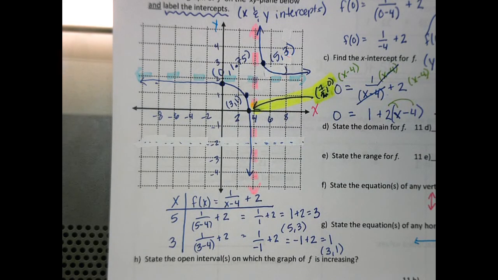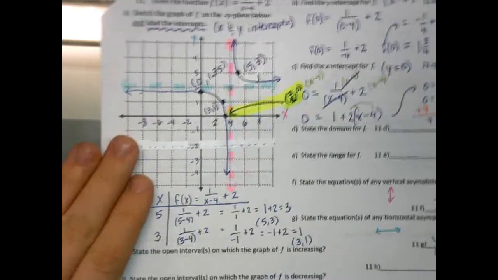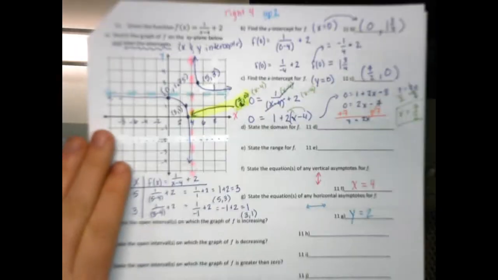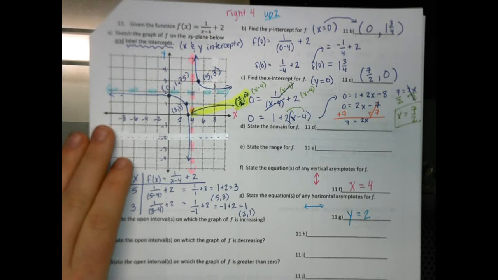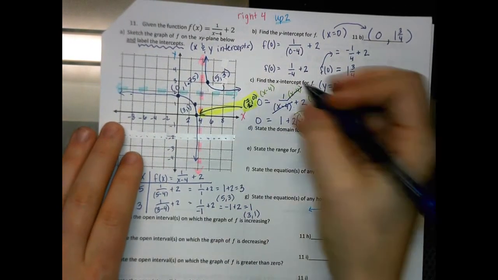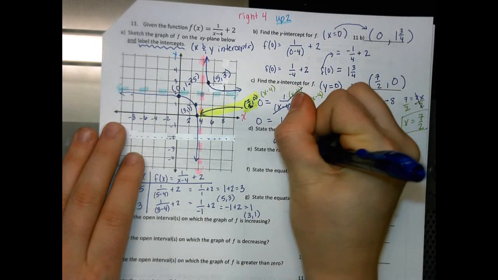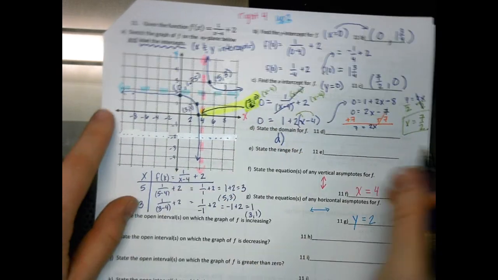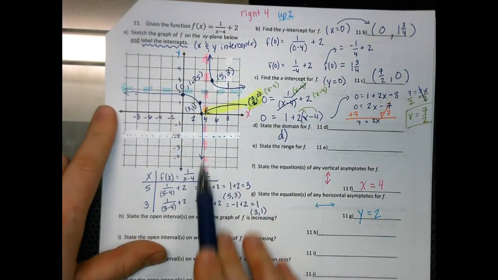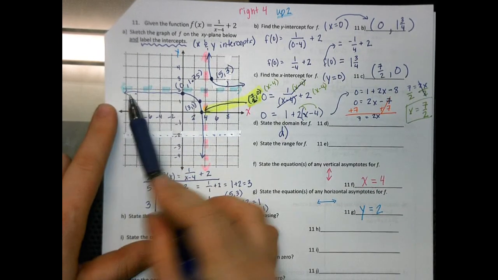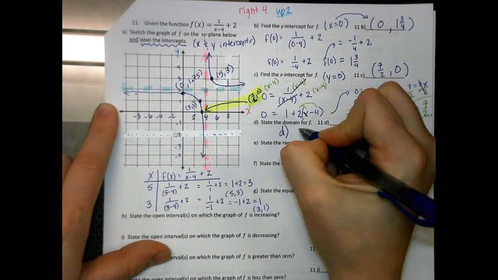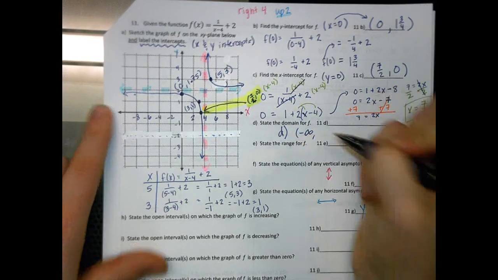All right, the domain of this function. All of my x values, I'm going to put D below so that I have room to write it. All of my x values from the left to the right. Starting from the left, this goes to the left forever, so I start from negative infinity.